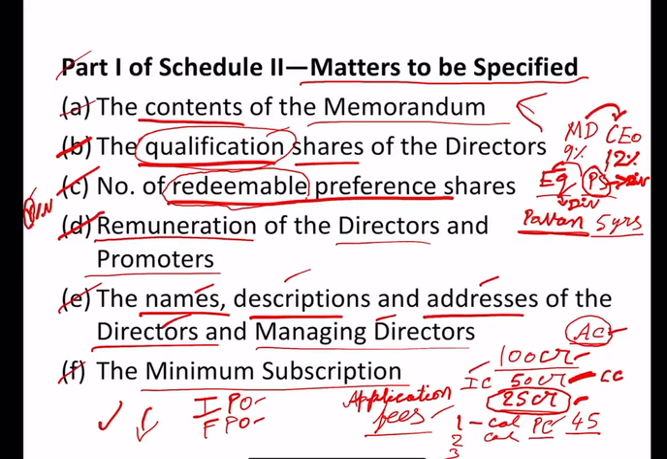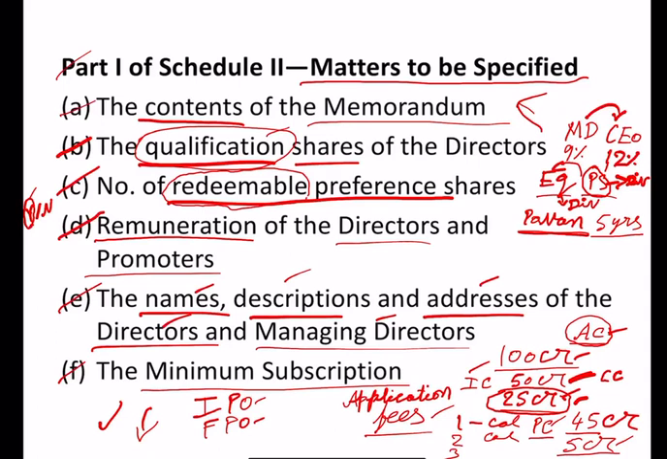Out of 50 crores, minimum subscription is 25 anyhow. I got 45 crores from the general public. This is called paid up capital. The remaining 5 crores are a deficit. I cannot start my company. What about these 5 crores? Who will give me these 5 crores now?